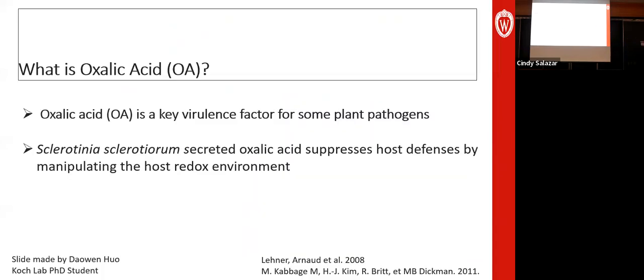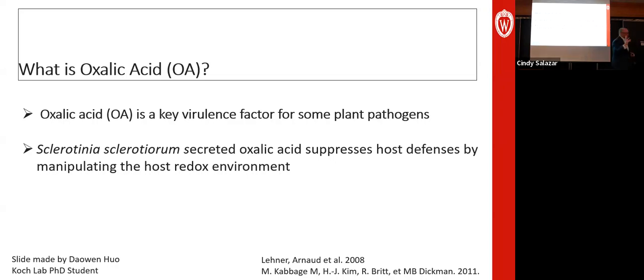All right. So I've mentioned oxalic acid. So let's reset here, kind of go in a bit of a different direction and focus on oxalic acid. So what is oxalic acid? It's a key virulence factor for some plant pathogens. For some plant pathogens, it's a pathogenicity factor. So if you knock out oxalic acid production in Sclerotinia sclerotiorum, it will not infect. Sclerotinia sclerotiorum causes white mold in soybeans. So if you knock that out in white mold, it will not infect.